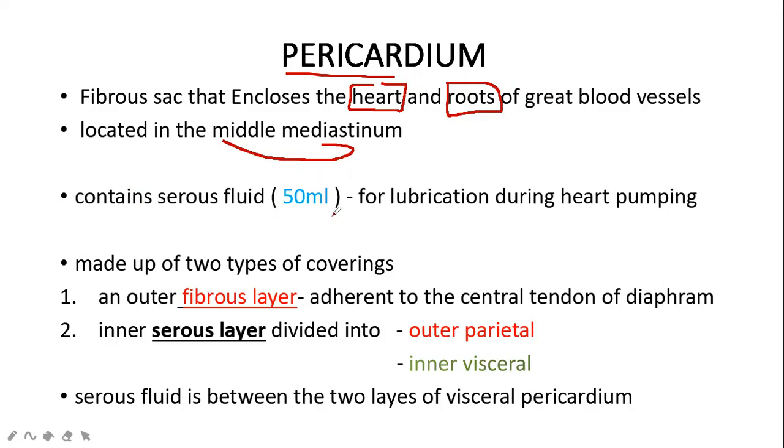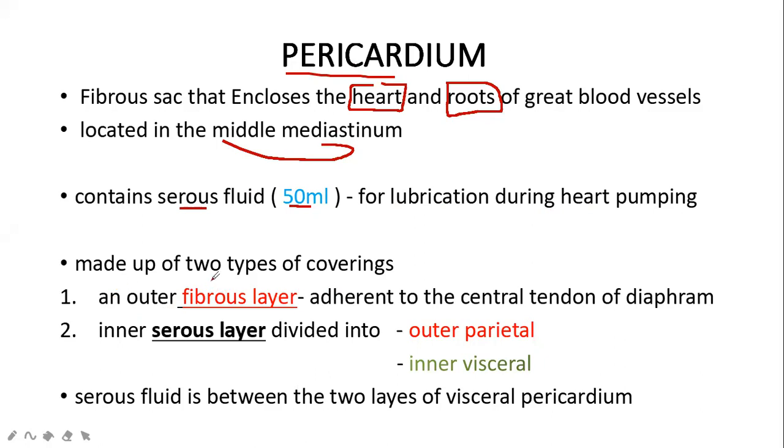Covering the heart is fluid, called the serous fluid or the pericardial fluid, which is around 50 ml. Remember the pleural fluid, when we did the pleural cavities, they also have the pericardial fluid there. This fluid is important for lubrication of the heart. During pumping, when the heart is moving, there is this fluid to reduce what? Friction.